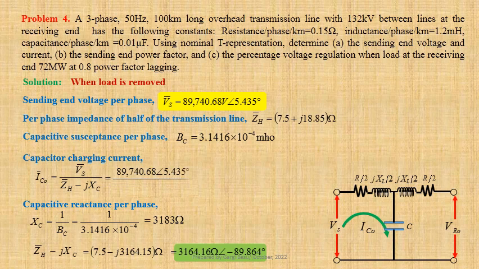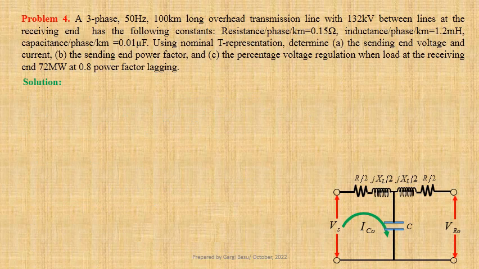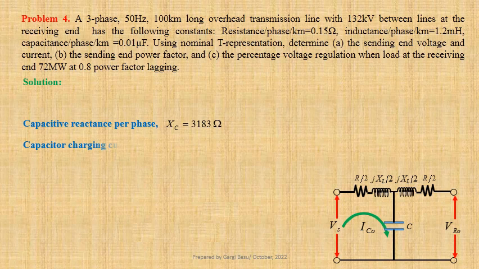Using values we get ICO equals to 89,740.68 at an angle 5.435 degree divided by 3164.16 at an angle minus 89.864 degree. That gives us 28.36 ampere at an angle 95.299 degree. We have computed capacitive reactance per phase Xc equals to 3183 ohm and no load capacitor charging current ICO equals to 28.36 ampere at an angle 95.299 degree.